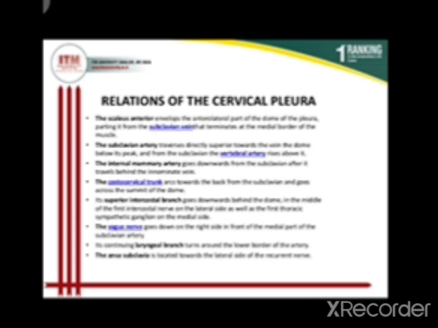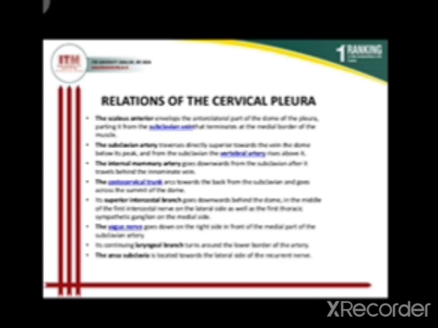Now, next is the relations of the cervical pleura. So I'll go a little quick over this. Just listen to it and imagine how, and then we'll discuss in the picture how they are related, the relations of the cervical pleura.